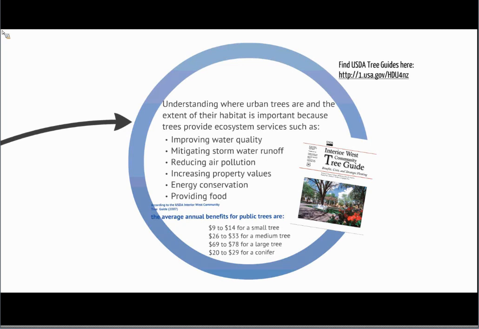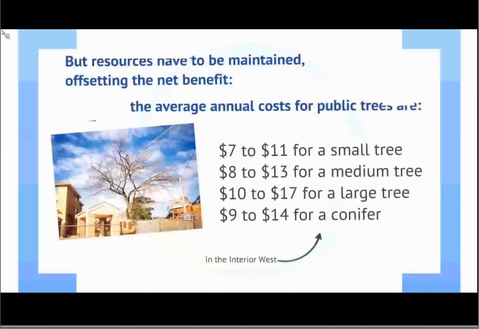But really, some of the average annual benefits, starting with a small tree, can be from $9 to $14, anywhere up to $78 for a large tree. Now remember, this depends on how they're placed and the type of tree. It's not just a tree that might be growing out in a field somewhere, but something in more of an urban setting. And then conifers, of course, have a slightly lower annual benefit, but still a benefit.